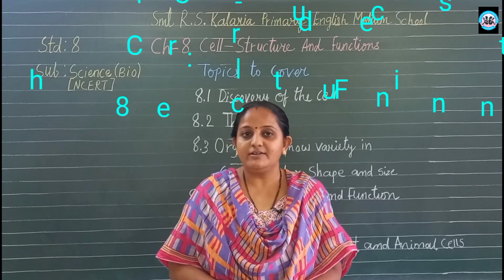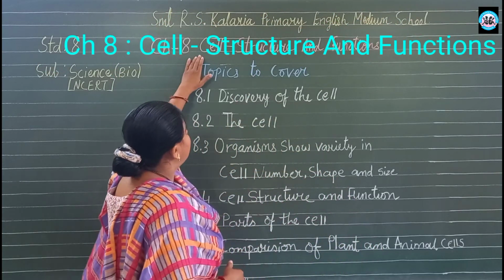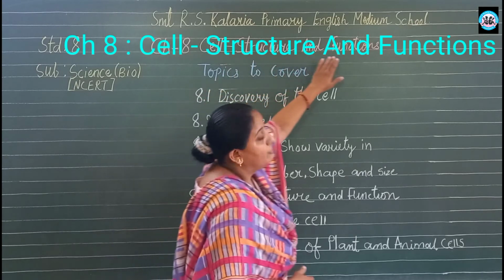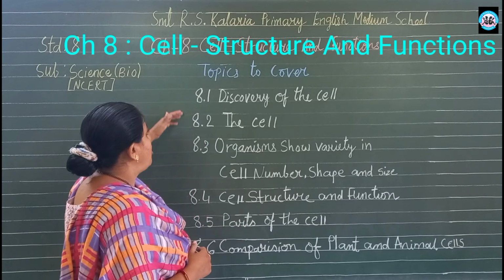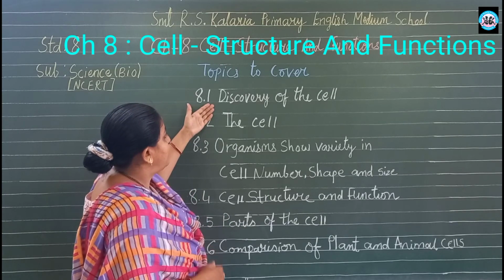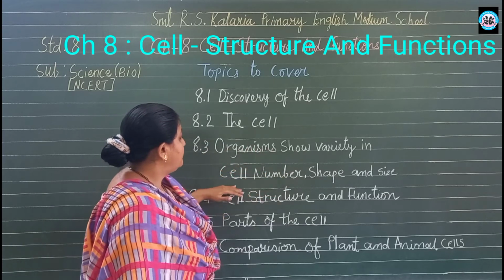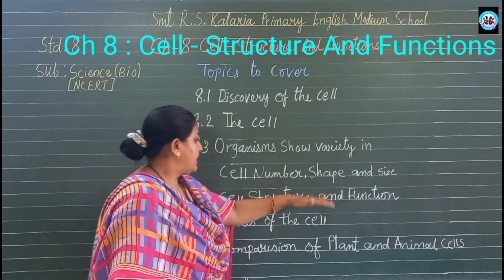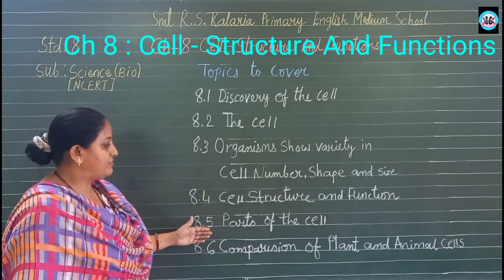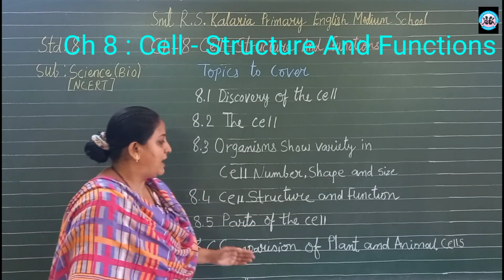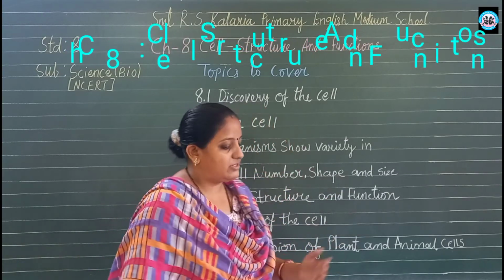Today we are going to understand standard 8, chapter number 8 of science, that is cell structure and functions. Now in this chapter we are going to cover these topics: discovery of the cell, organisms show variety in the cell number, shape and size, cell structure and function, parts of the cell, comparison of plant and animal cells. So in this chapter we are going to cover these topics.